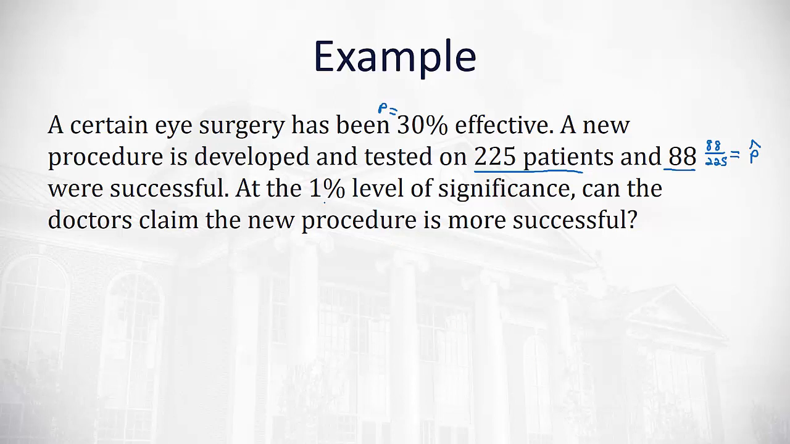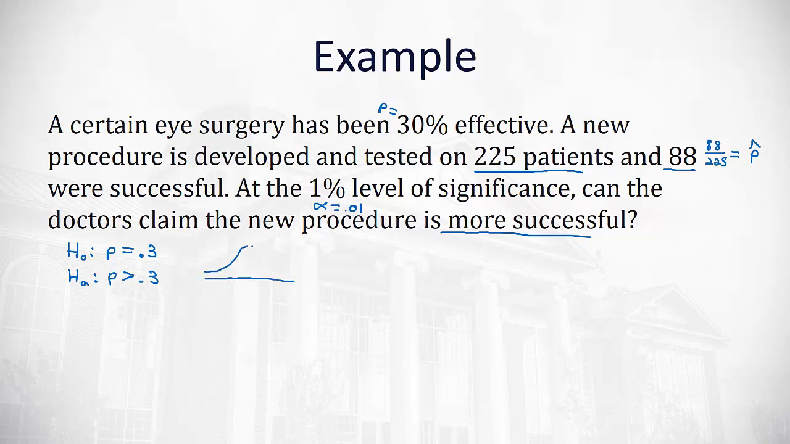At the 1% level of significance, we want to know if this procedure was more successful. 1% is our alpha of 0.01. That's the lowest probability where we'll still believe the null hypothesis is true. So for our null hypothesis, since we're talking about a proportion, not a mean, we're going to say p equals, and the population proportion claims to start at 30% effective, 0.3. The alternative, what we're trying to prove, is that we're being more successful. We want that population proportion to be bigger than 0.3.